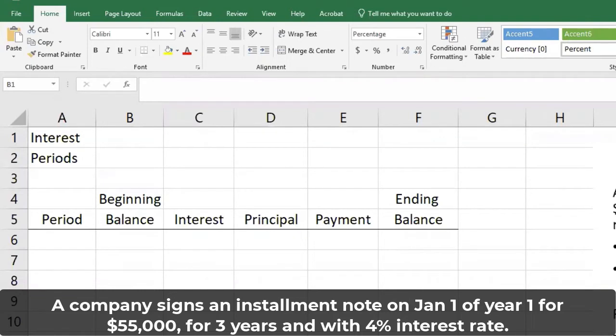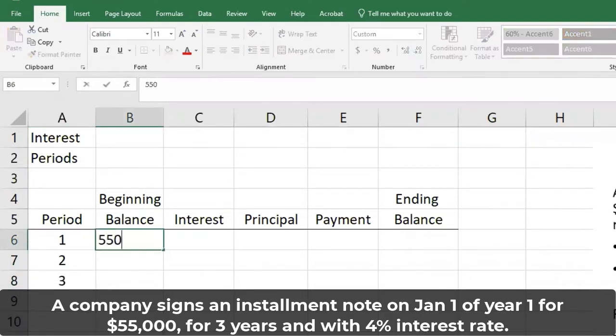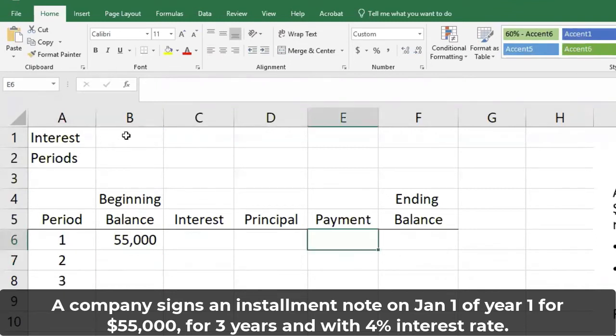I have a basic setup already with the headers, and the first one we're doing is an annual installment payment. So we have 3 years, so 3 periods, and the beginning balance of the loan is $55,000. I'm going to put the payment in. I'm going to show you 2 different ways. First of all, I have these little sections set up.